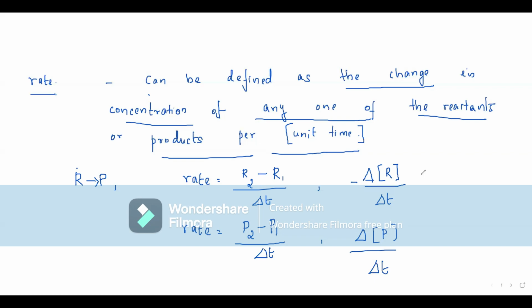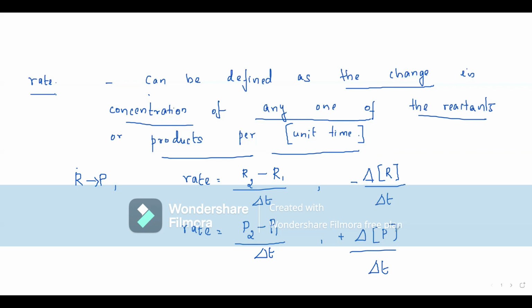So, whenever you express the rate in terms of the reactant, you must write this minus sign, because the concentration of reactant is decreasing gradually, and in terms of product there is a plus sign. Plus sign you can skip: delta P by delta T. So that is the meaning of this term rate. Okay, now the bracket around the R and P, which I have put here, that has to be a square bracket.